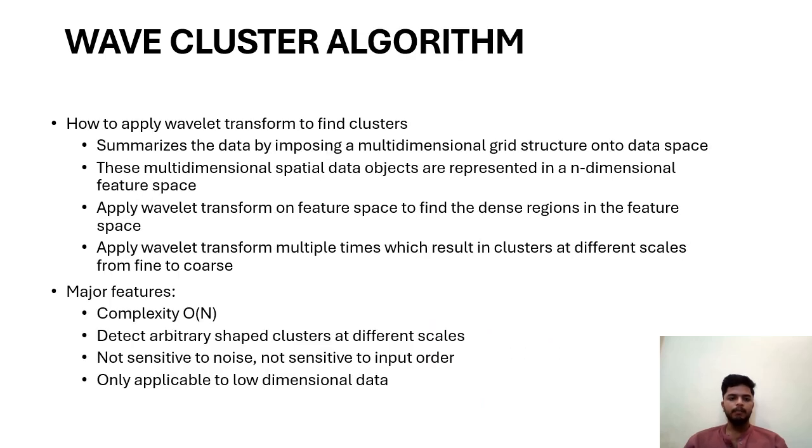WaveCluster algorithm: how to apply wavelet transform so as to find clusters. It summarizes the data by imposing a multidimensional grid structure onto the data space. These multidimensional spatial data objects are represented in an n-dimensional feature space. Then apply wavelet transform on the feature space so as to find the dense regions. Apply wavelet transform multiple times, which results in clusters at different scales from fine to coarse.